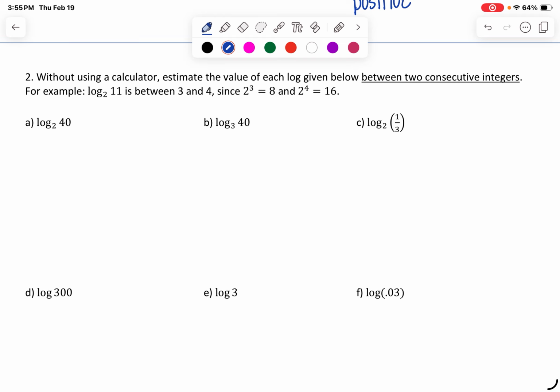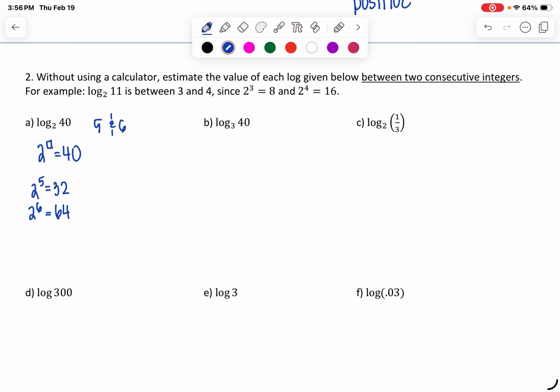It's up to you. I don't care which one you do, to be honest. If we follow the directions, let's see what 2 integers it's in between. So this is 2 to what power gives me 40, right? I know 2 to the 5th power is 32, and I know 2 to the 6th power is 64. So I know this is in between 5 and 6. That's the 2 integers that it's in between.